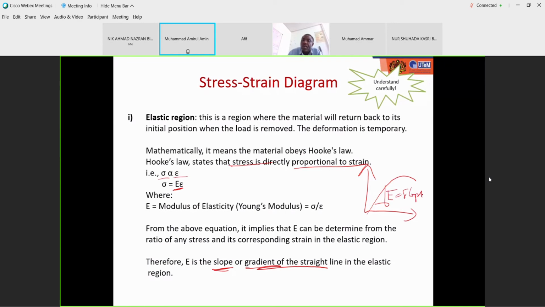slope or gradient. Here, tabulate. Amiru, can you mute your mic?